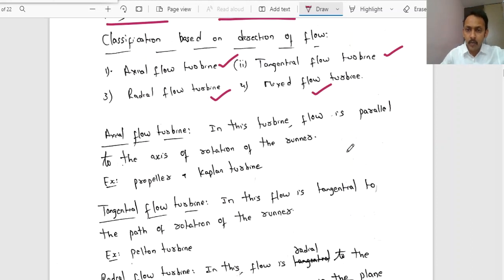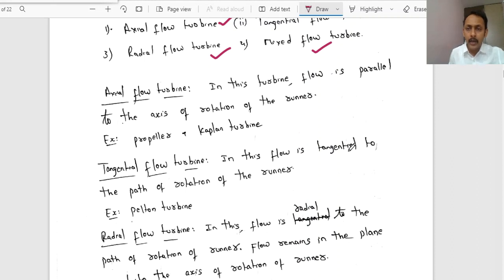If it is an axial flow turbine, the flow of water will be parallel to the axis of rotation of the runner. For that runner we have an axis, and the water flow will be parallel to the axis of rotation of the runner. Examples of such turbines are the propeller turbine and the Kaplan turbine, which come under axial flow turbines. If it is a tangential flow turbine, the flow of water will be tangential to the path of rotation of the runner. An example is the Pelton turbine.